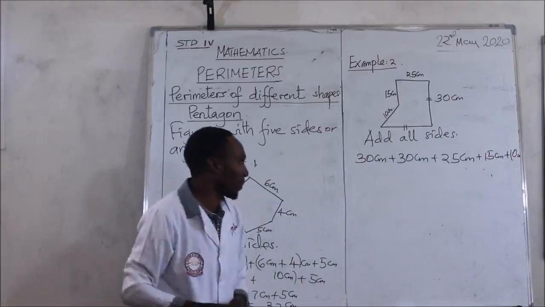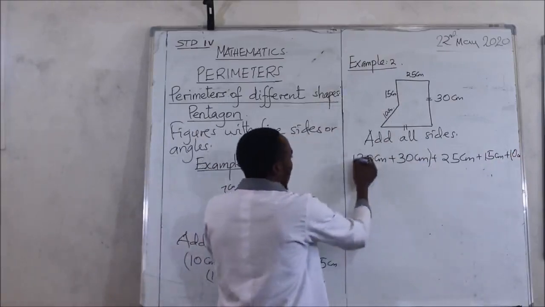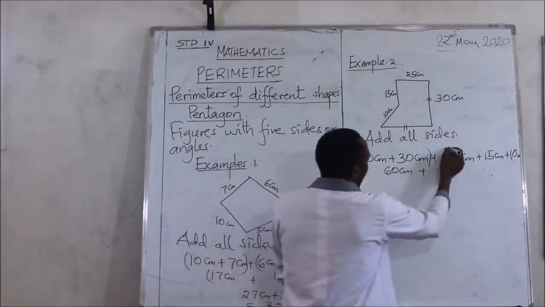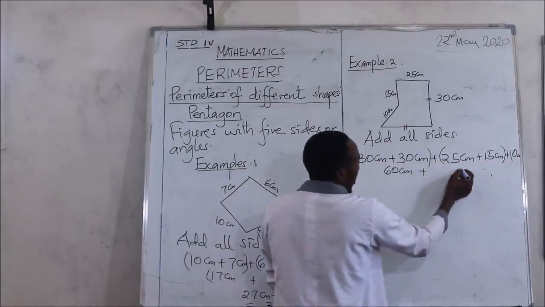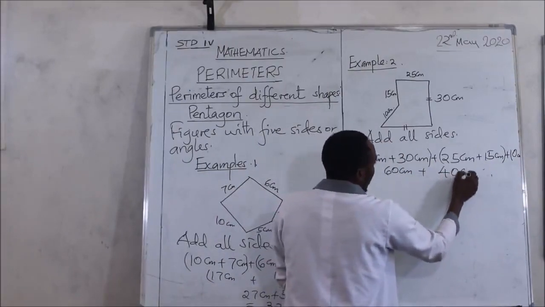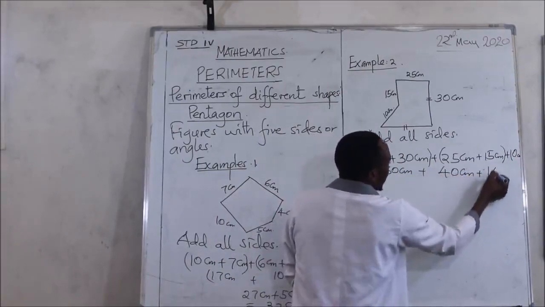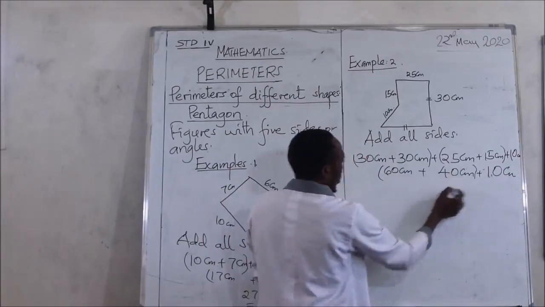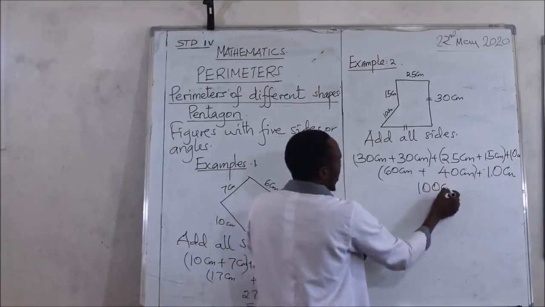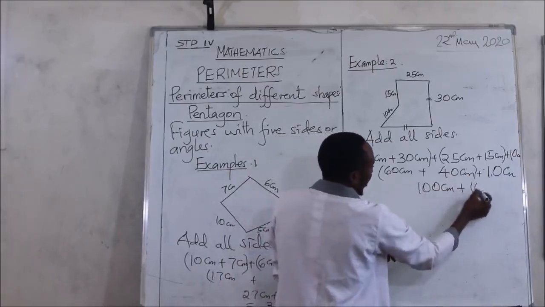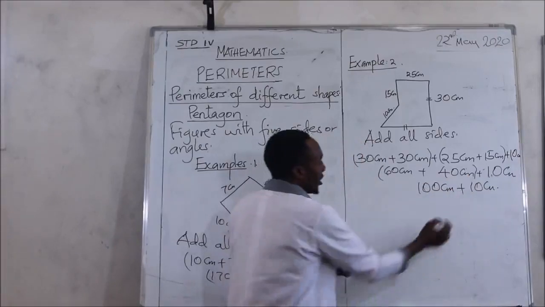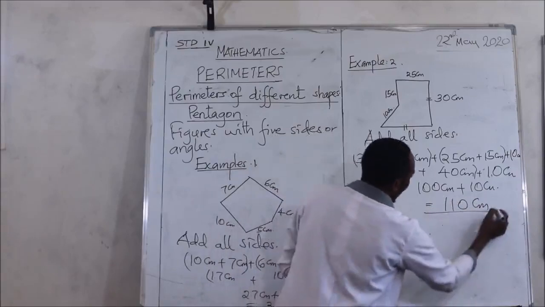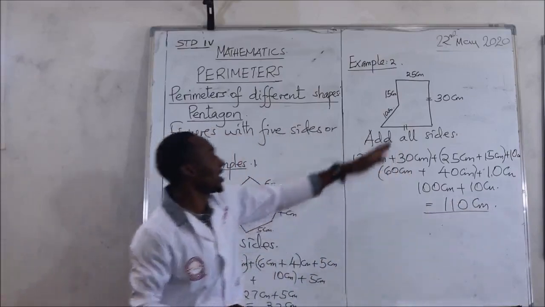So let's add together. 30 plus 30 we have 60 centimeter, plus 25 centimeter plus 15 centimeter, we have 40 centimeter, and the last one we have 10 centimeter. So let's add again. We have here 60 add 40. We're getting 100 centimeter plus the last side is 10 centimeter. So when you add here, you're getting 110 centimeter. So this is the perimeter of the figure that you have been given here.